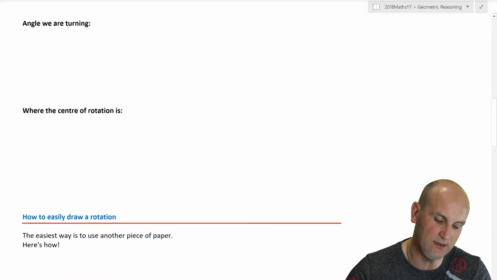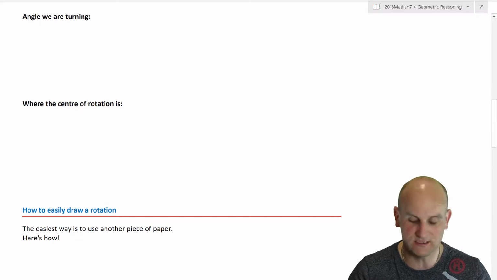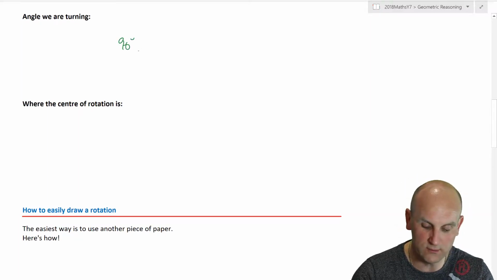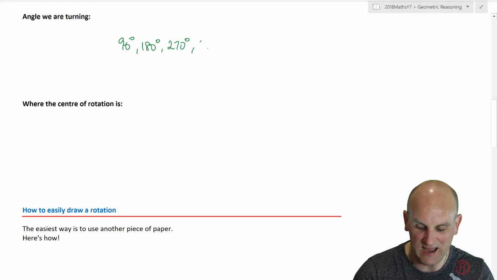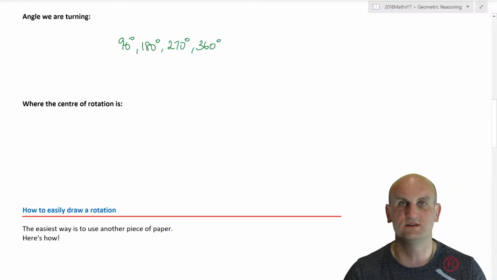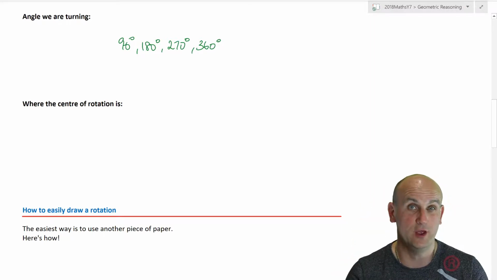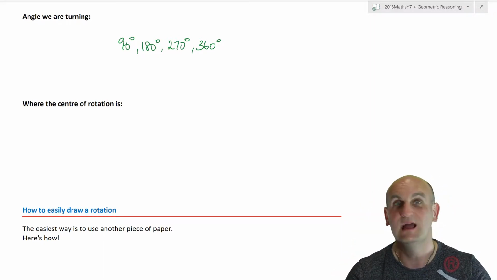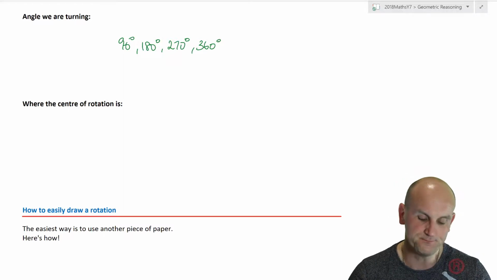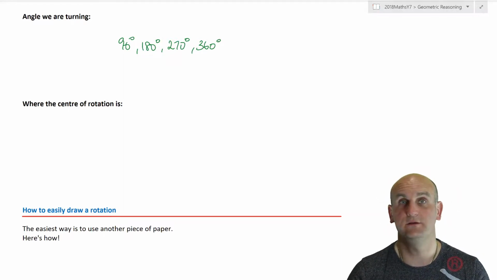The angle we are turning. Now I've spoken a little bit about that just then. Generally speaking, at your level, we will deal with 90 degrees, 180 degrees, 270 degrees, and possibly 360 degrees. But just remember, 360 degrees is a full turn, so it's a bit pointless because you're going to end up exactly where you started. Now, what about 180 degrees?